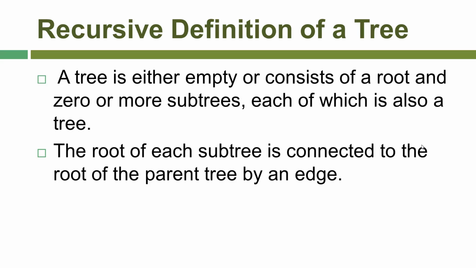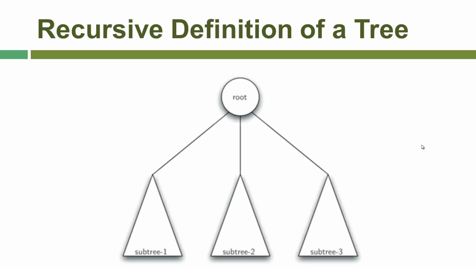There's also a recursive definition of a tree. So you could say a tree is either empty or consists of a root and 0 or more subtrees, each of which is also a tree. So the root of each subtree is connected to the root of the parent tree by an edge. So to show you what I mean by that, here's a simpler figure, and this is the recursive definition. So you have roots, and then you have subtrees. And as I mentioned, a tree is either empty or consists of a root and 0 or more subtrees.